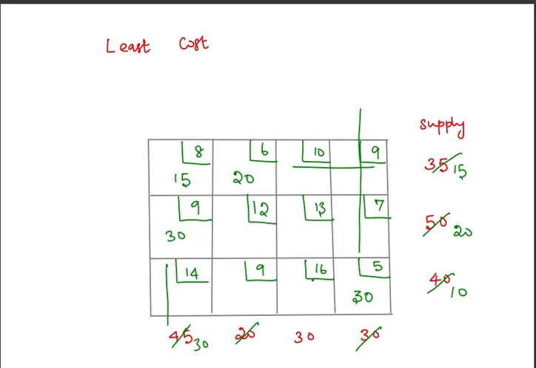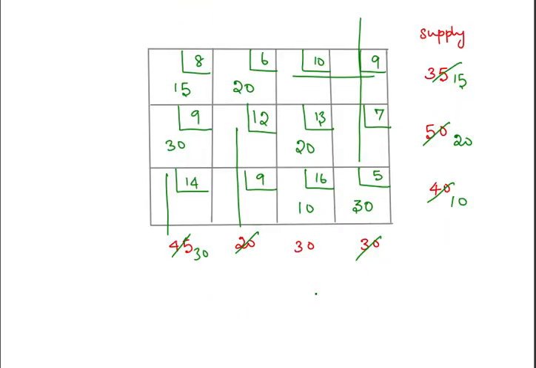Now for the remaining 4 cells, I want to give the maximum. What is the minimum cost among these 4 cells? The problem is this is also already allotted, because the 20 is over. So only these 2 cells I want to consider. Here I can give maximum 20. Here I can give the 10. So this is the least cost method.